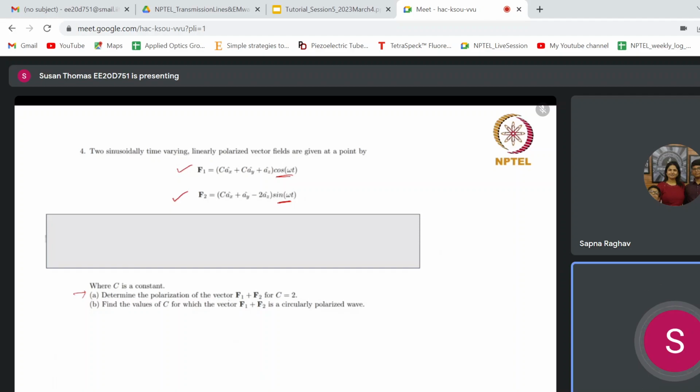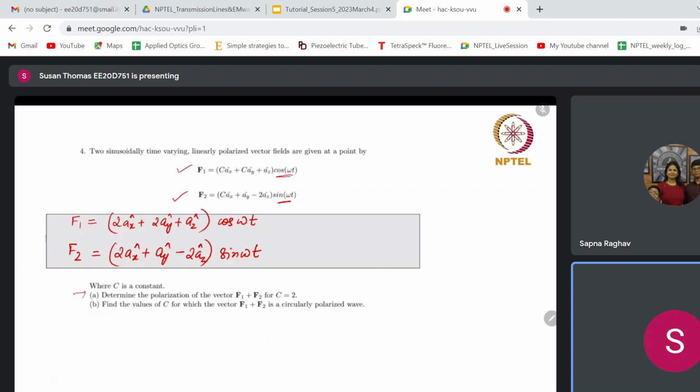Let us do it step by step. Whenever C is equal to 2, what is F1? F1 is equal to 2ax plus 2ay plus az into cos omega t. And F2 is 2ax plus ay minus 2az into sine omega t. Now F1 plus F2: there are two vector fields, so take the addition of those two vectors.